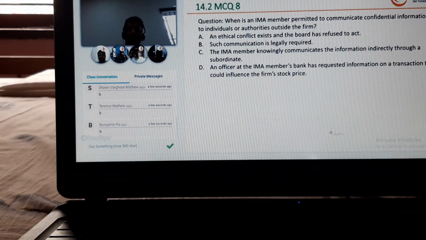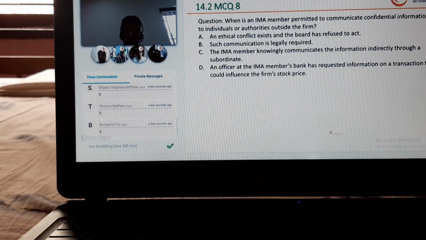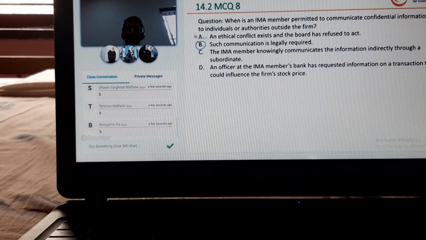Next, when is an IMA member permitted to communicate confidential information to individuals or other authorities outside the firm? Unethical behavior exists on the board, and the board has refused to act. Right? Can you say it's wrong? Permitted to communicate, especially when the law is really encouraging people. Such communication is legally required. This is really unambiguous. He has to, and he is permitted to communicate confidential information. That's the first point under confidentiality. Keep information confidential unless the disclosure is authorized or legally required.